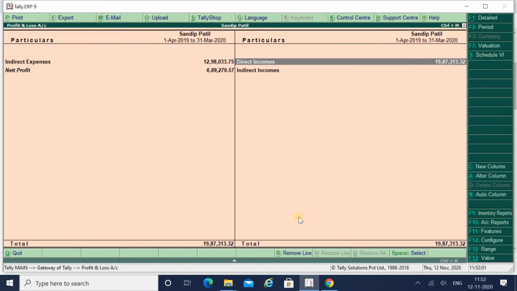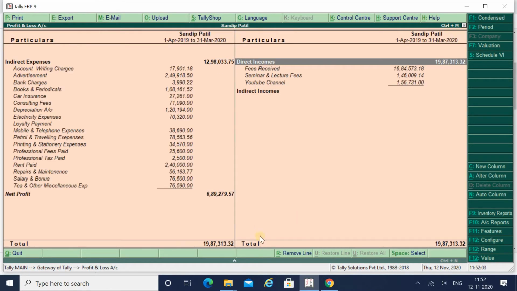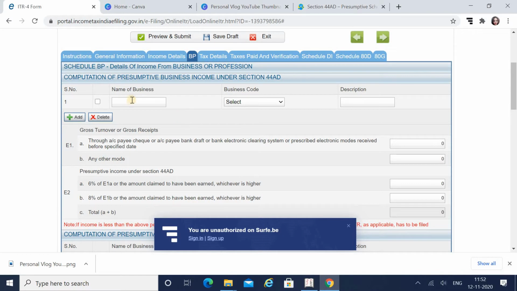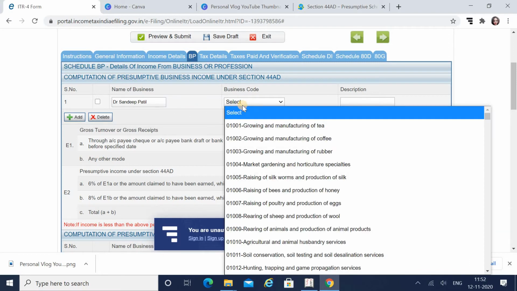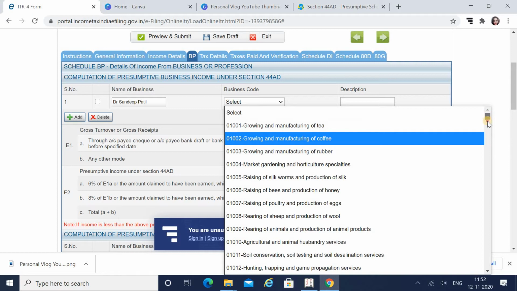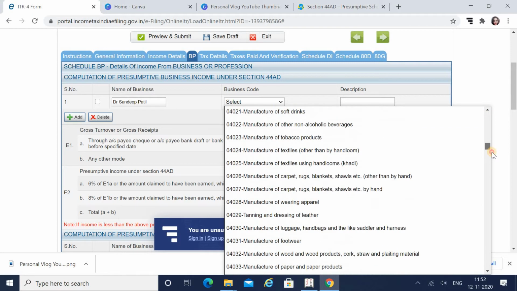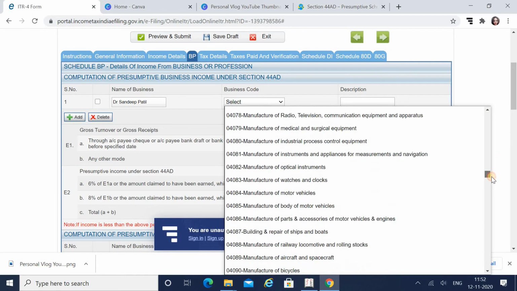Profit and loss account, I'm getting a detailed view. Come to your income tax website. Now you have to mention the name of the business. This is related to the service industry. Now you have to select the business code. If you are into the service industry, you have to select the business code also.